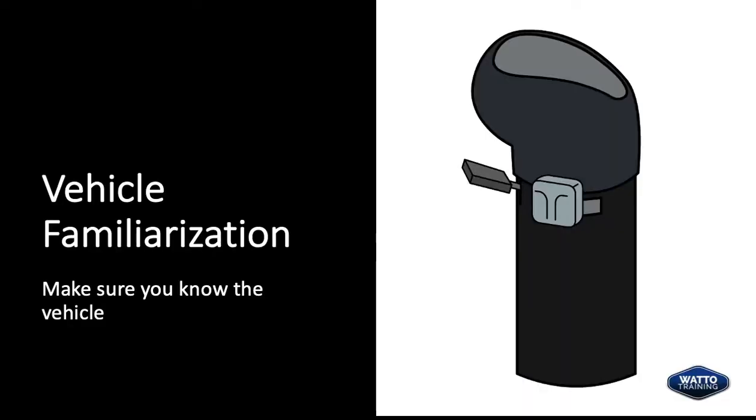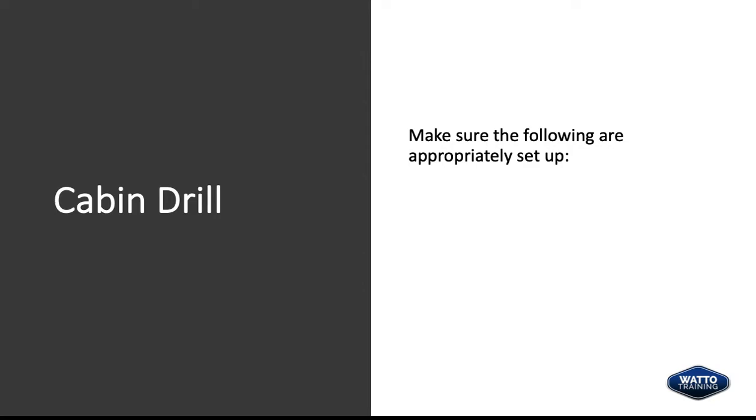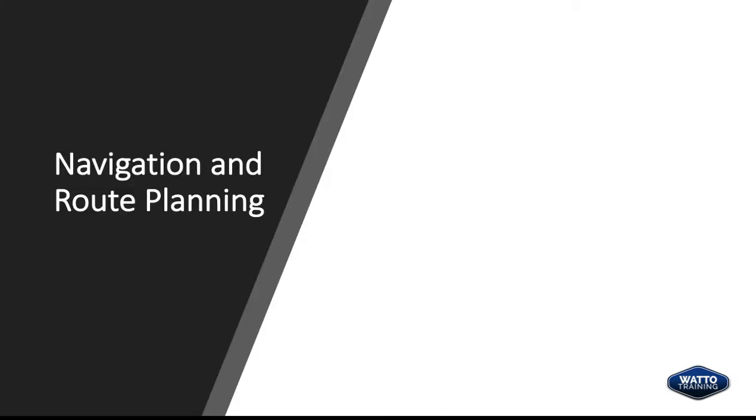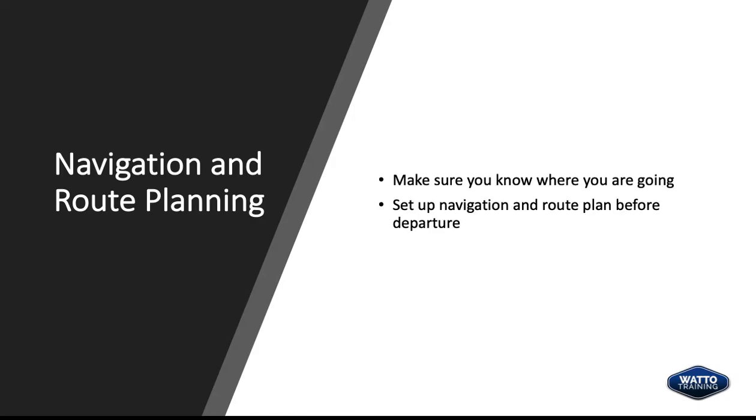Next, make sure that you're familiar with your vehicle. If you're unfamiliar with the vehicle, it can often be difficult to maintain the road positioning as well. Make sure you've got your vehicle correctly set up with your cabin drills. So the seat, steering wheel, seat belt, and mirrors. If they're correctly set up, you're more likely to maintain the correct road position. Also make sure that you've got a plan of where you're going to go and you're not trying to operate a navigator while you're careering down the road. So make sure you know where you're going and have a route plan.